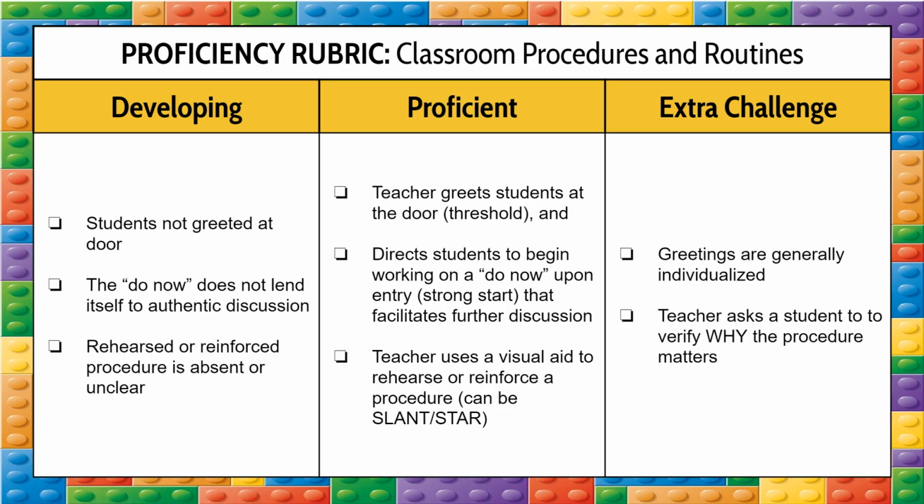This proficiency rubric details how you'll demonstrate your learning for this module. To earn credit for this course, you must greet students at the door and direct them to begin working on a do now when they come in. Sometime throughout the course of the mini lesson, you'll use a visual aid to either rehearse or reinforce a procedure.